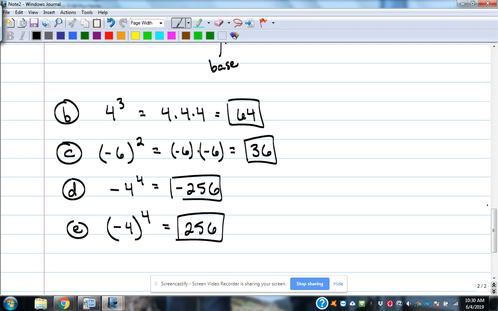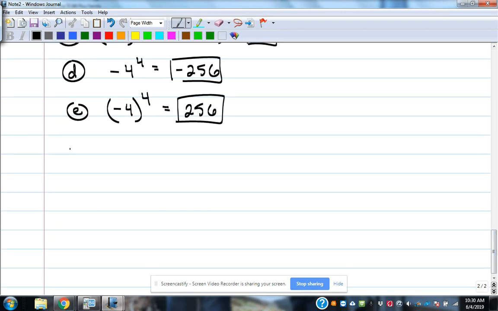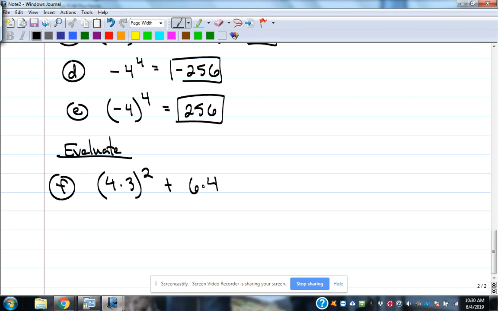All right. Let's start mixing it all together and doing more than one operation at a time. So let's evaluate example F. 4 times 3 parentheses squared plus 6 times 4. So if we did this with order of operations, it tells us to do parentheses, exponents, then multiplication and division, and then addition and subtraction last.